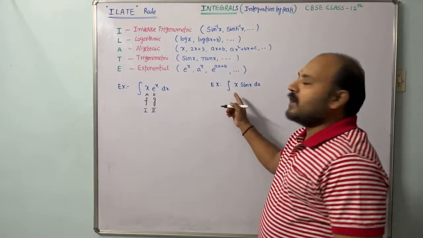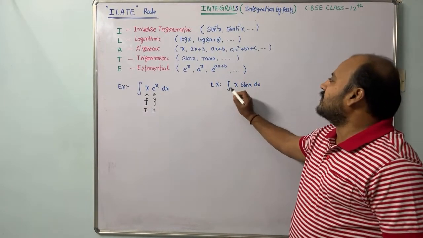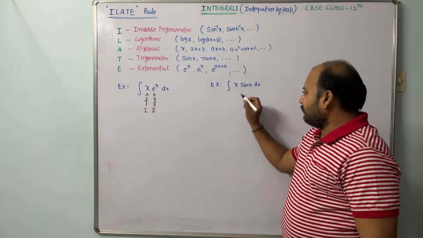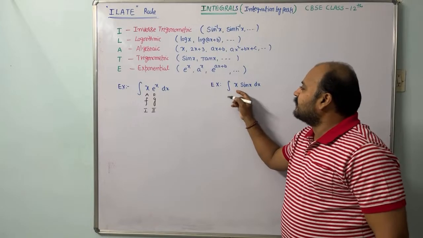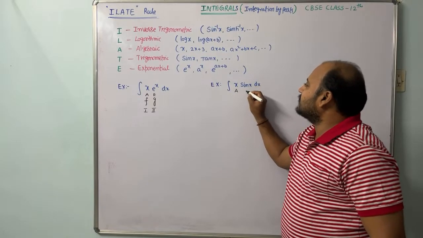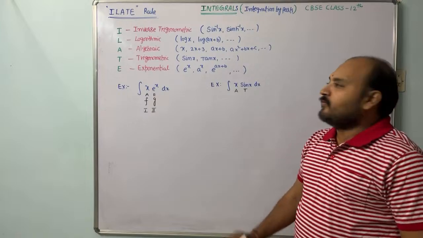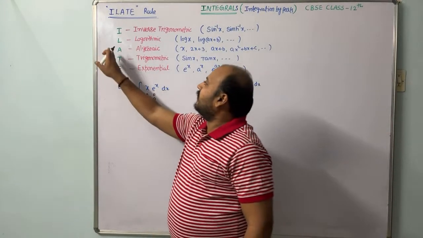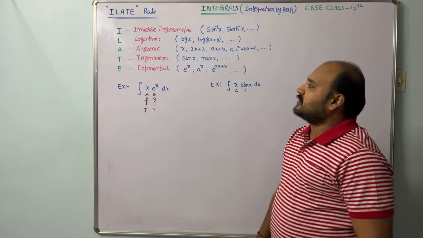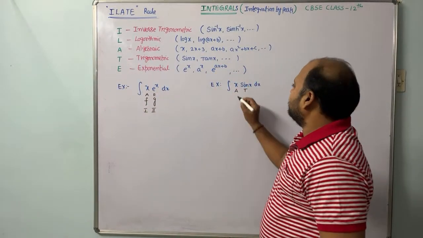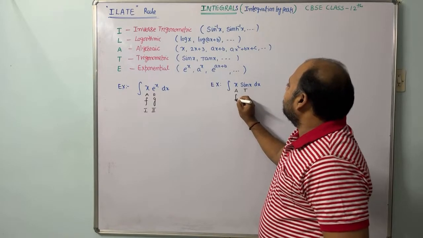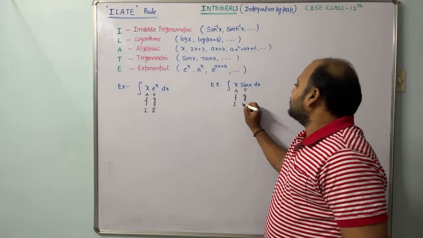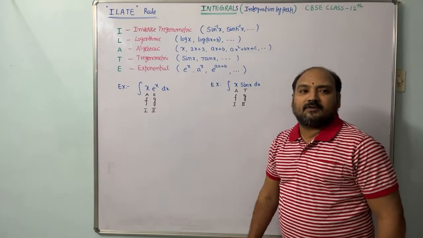Now come to another example. Integral x sin x dx. Here x belongs to algebraic, sin x belongs to trigonometric. Again, by the ILATE rule, algebraic comes first, trigonometric comes next. So this is f of x, this is g of x. This is the first function, this is the second function.